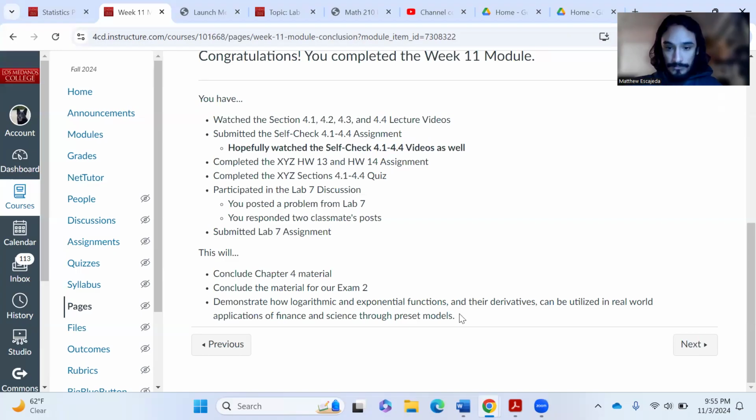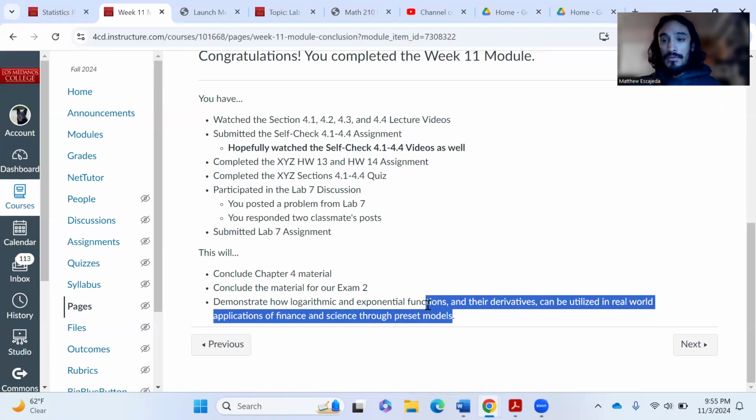And then, you know, this material is just showing how exponential functions and log functions, or natural log functions, are very much applicable in the real world with finance, sciences, etc.